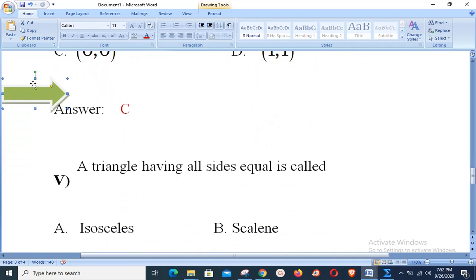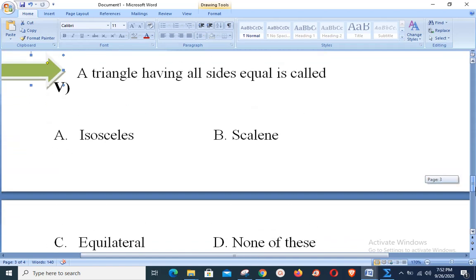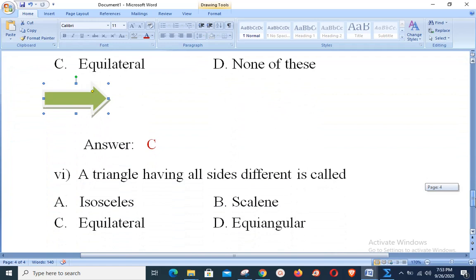Going ahead to the next objective, that is objective number 5: a triangle having all sides equal is called. If you know the definitions, before looking at the options you can answer that such a triangle is named an equilateral triangle. So you just have to see where equilateral is written. You can see in option C, and that must be the answer of this objective.